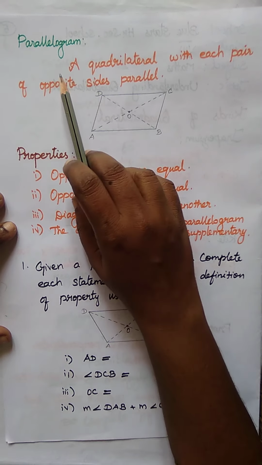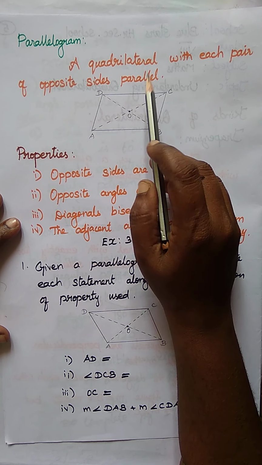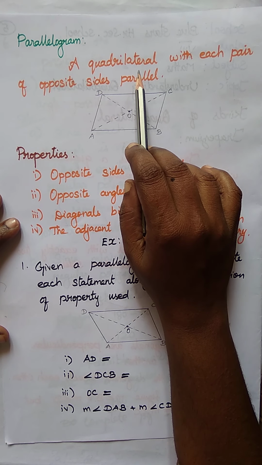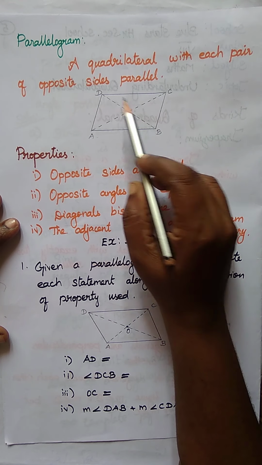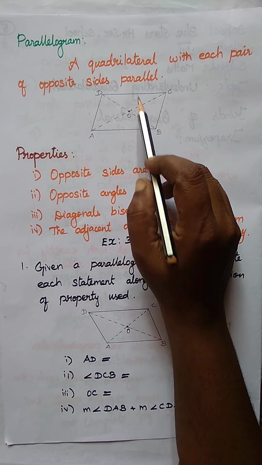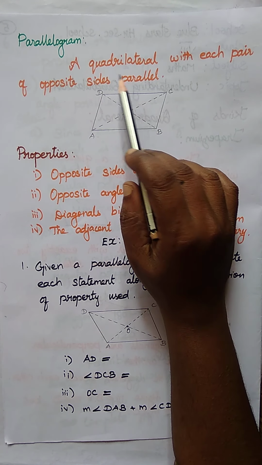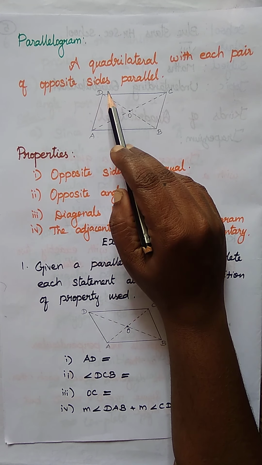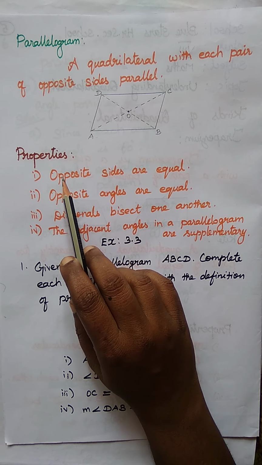Next one is parallelogram. A quadrilateral with each pair of opposite sides parallel. See, AB and DC are opposite sides, and these opposite sides are parallel. In the sides AD and BC, these two sides are opposite, and these are also parallel. So this is the parallelogram definition. Next, what are the properties of a parallelogram?